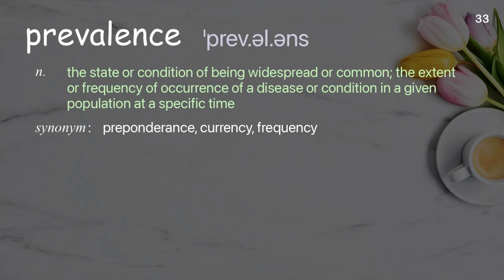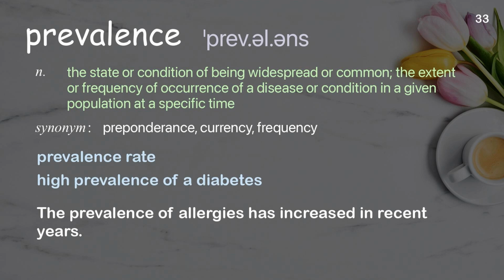Prevalence. The state or condition of being widespread or common; the extent or frequency of occurrence of a disease or condition in a given population at a specific time. Examples: Prevalence rate. High prevalence of diabetes. The prevalence of allergies has increased in recent years.